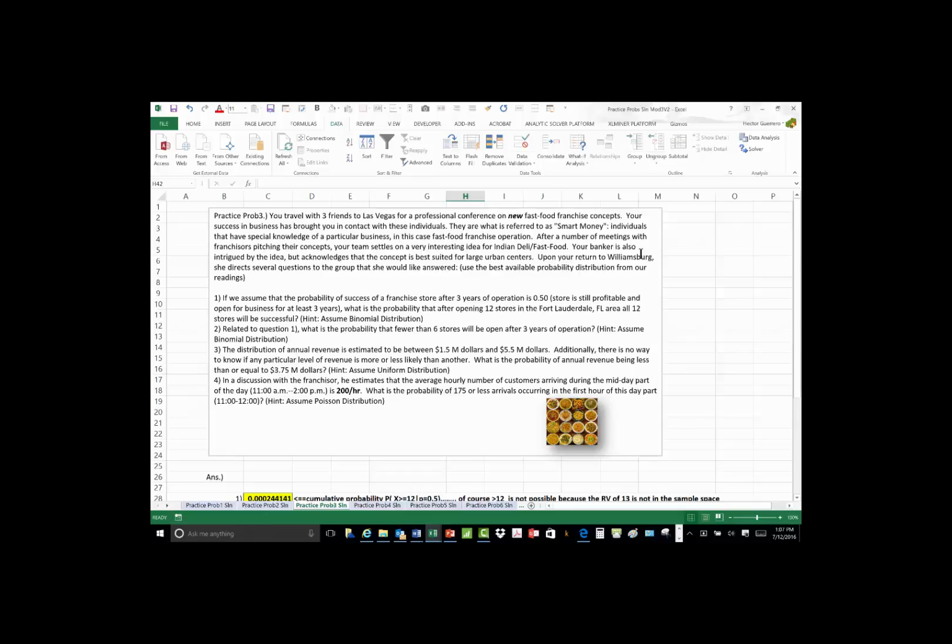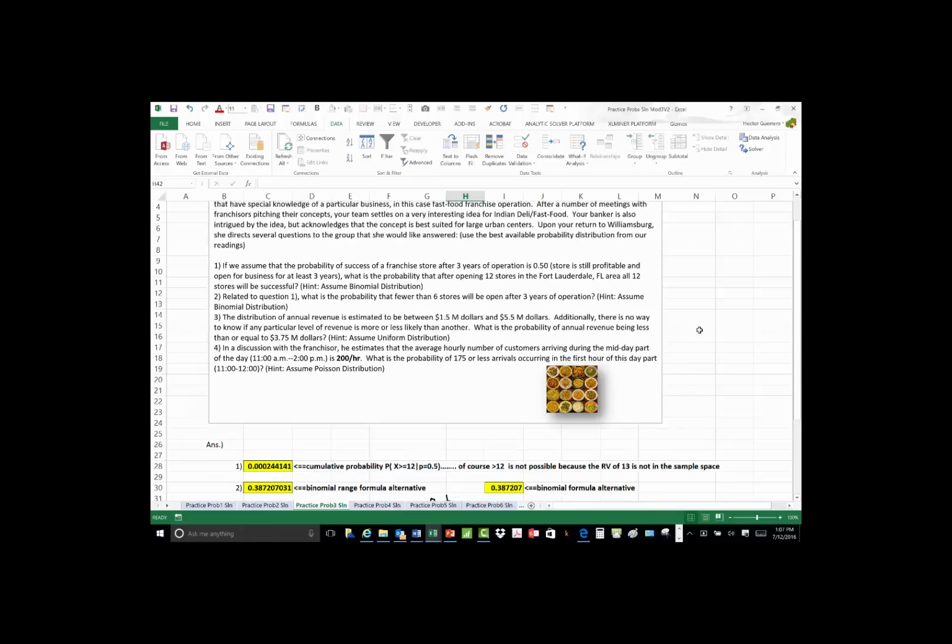So the first question they have is, if you assume that the probability of the success of a franchise after 3 years of operation, you need to give it some time to gestate, so to speak, is 50%. What is the probability that after opening 12 stores in Fort Lauderdale, all 12 stores will be successful? In other words, they will all still be in operation.